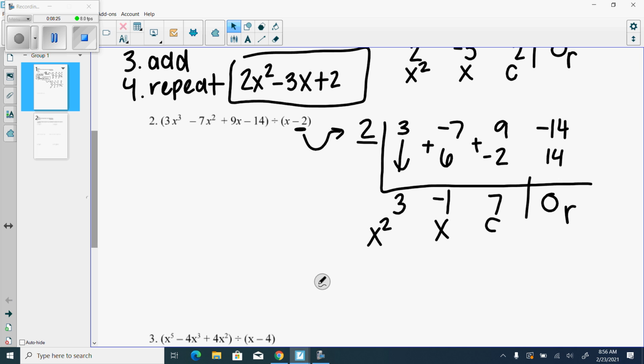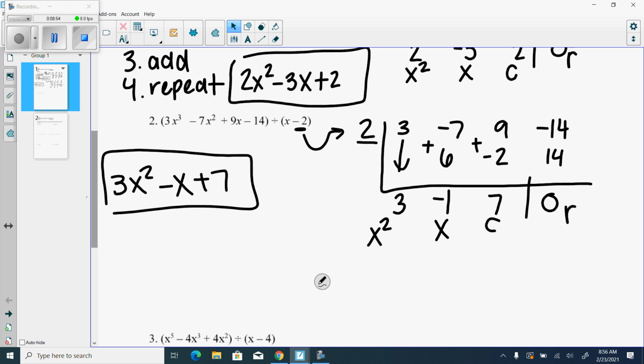Okay. So now I just need to write this with its coefficients. So in front of x squared, what number do I have? 3, so I got 3x squared, and then what? Negative 1x, or just negative x, plus 7. Very good. And there is no remainder, so we don't have to make one of those fractions like we did yesterday. There's our answer. Yes, same rule as yesterday.